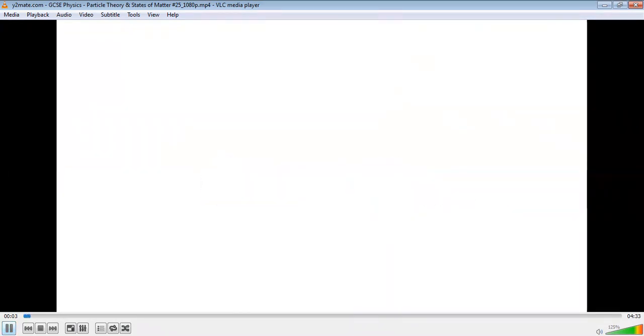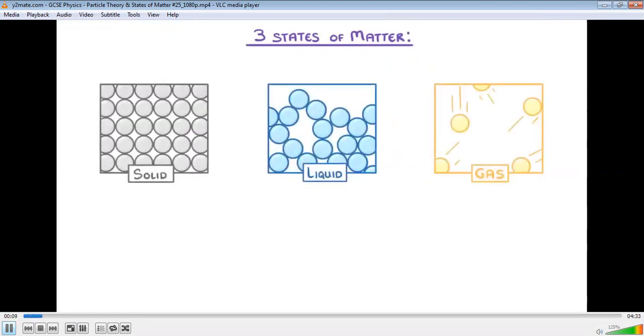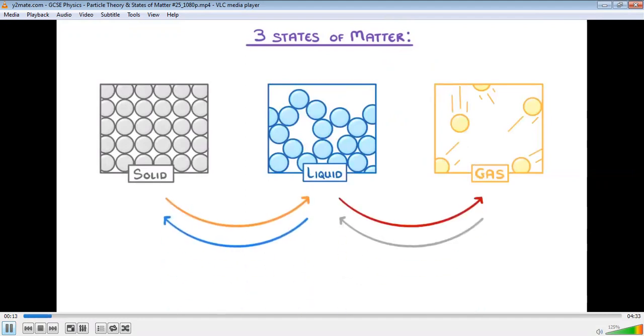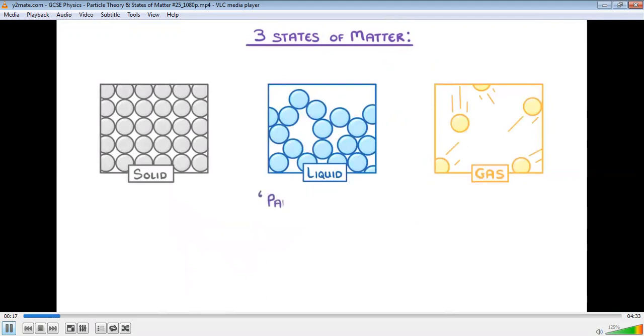In this video, we're going to look at the three states of matter: solid, liquid, and gas, and see how substances can change from one state to another. To do this, we're going to use a model called particle theory, or sometimes kinetic theory, which helps us explain.